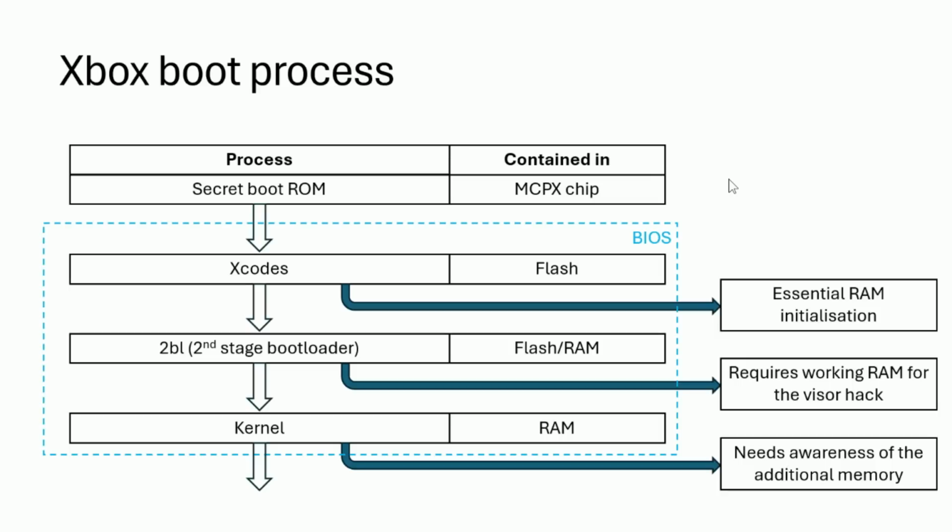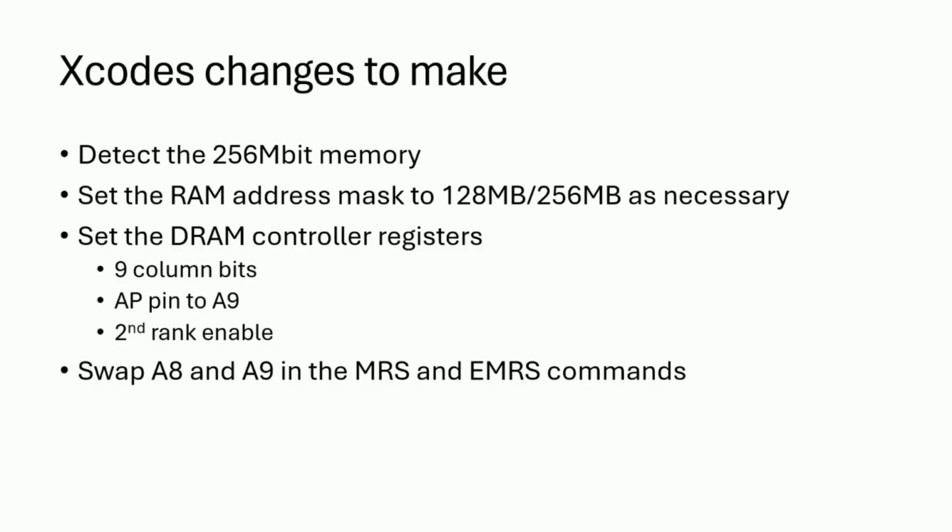Finally, the second stage bootloader copies the kernel into RAM and then executes the kernel. The kernel is what does all the high-level operations of the Xbox, such as memory allocation. And for us to be able to use that additional 128 megabytes of memory, we do need the kernel to be able to see that memory and to allocate it properly. These are the essential steps to make 256 megabyte memory work on the Xbox.